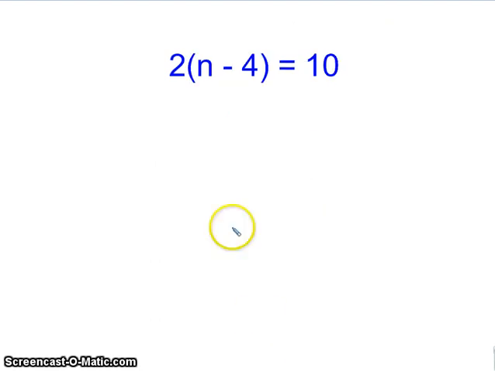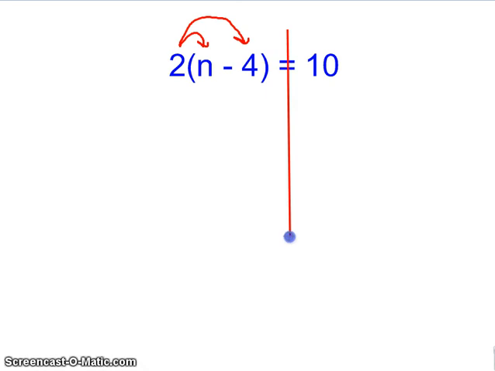I've got one more. Okay, this time we go back to our order of operations and we realize that we have distribution. So we're going to take the 2 times everything inside the parentheses. Remember, I'm still treating this as if it's the scale. Oh, it's red. Oh well. Life moves on. Okay. So what I get is 2 times n, 2 times n. 2 times minus 4 is minus 8.